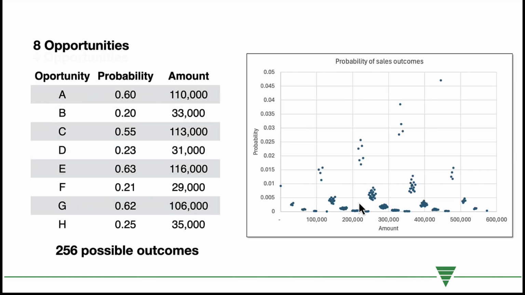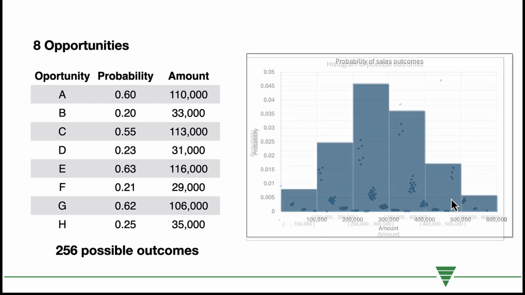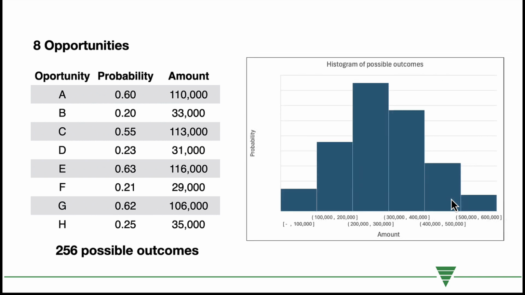With 8 deals, there are now 256 possible outcomes, and it's getting harder to see what's going on. So one way to simplify this is just to count the number of dots within comparable sized outcome ranges, and then plot the number of dots in each range, like this. And we really don't need to see all the dots. So if we throw all those away, you get a histogram of possible outcomes. It looks like this.